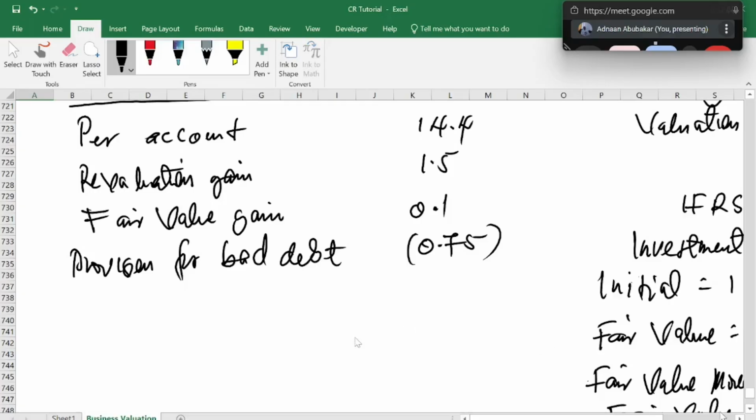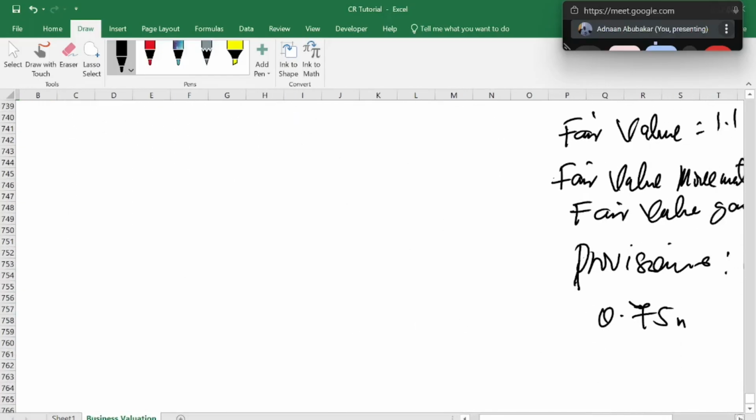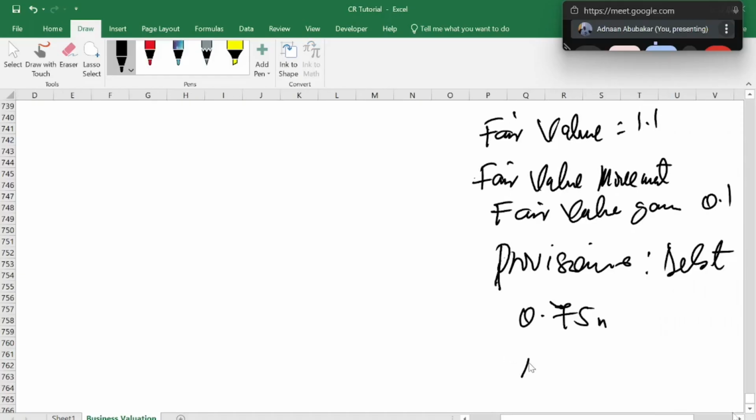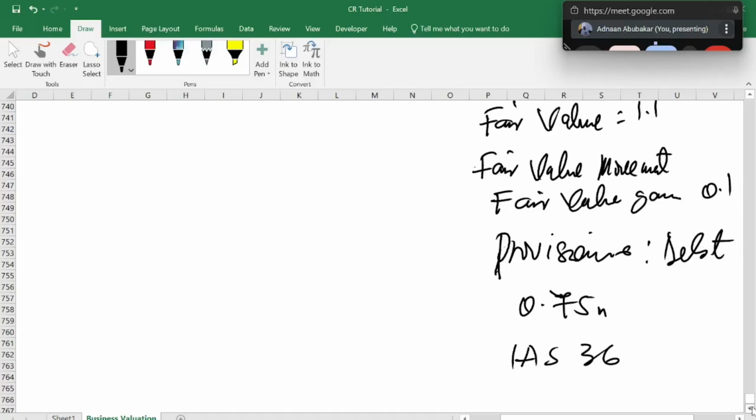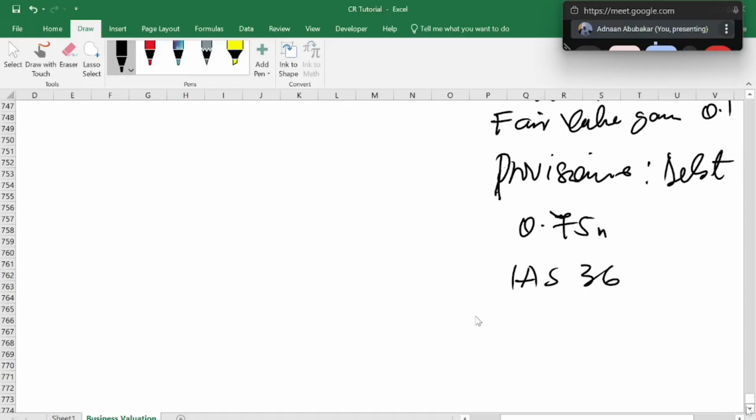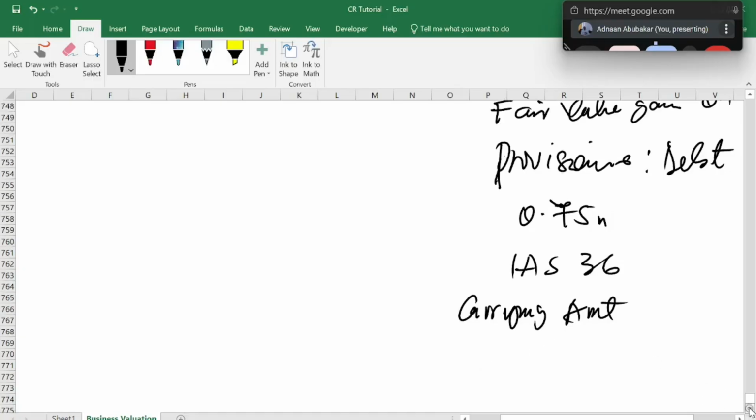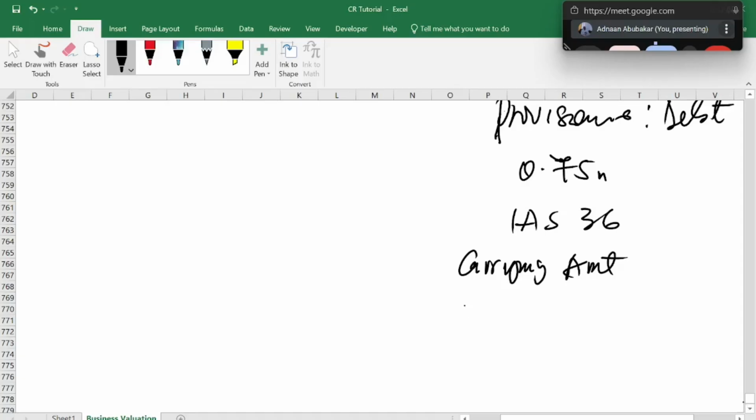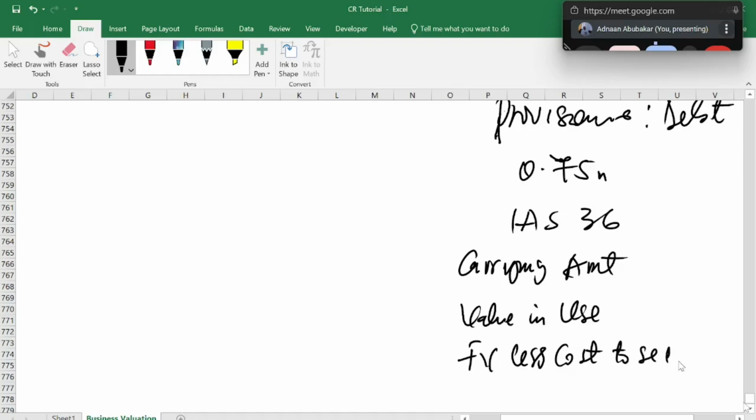Thank you very much. So here, this we call impairment. This is IAS what? IAS 36. That is impairment, right? So under impairment, these are what we look at. We look at the carrying amount of the asset, then value in use, then fair value less cost to sell. We look out for these three items.